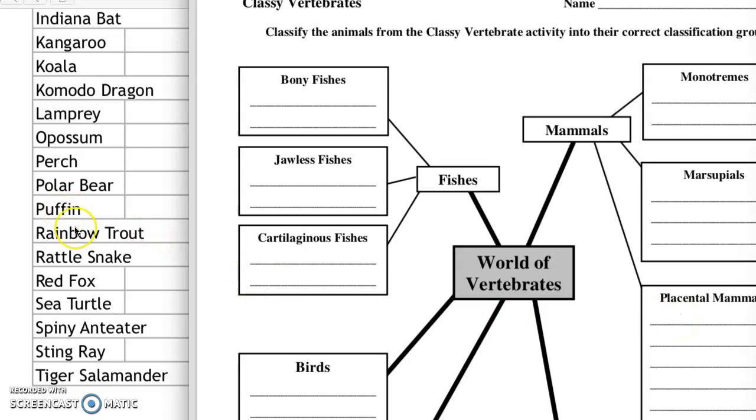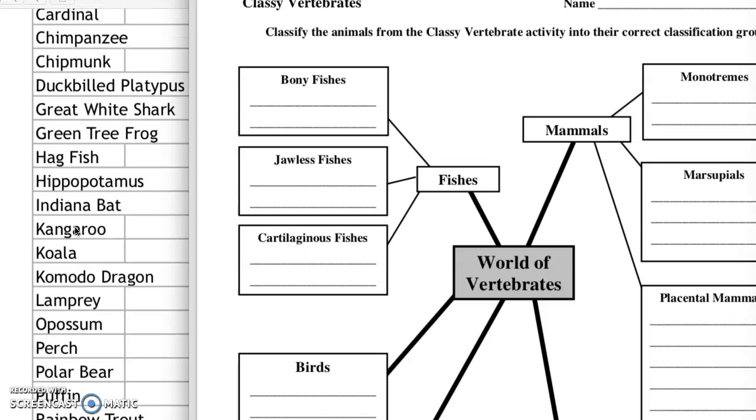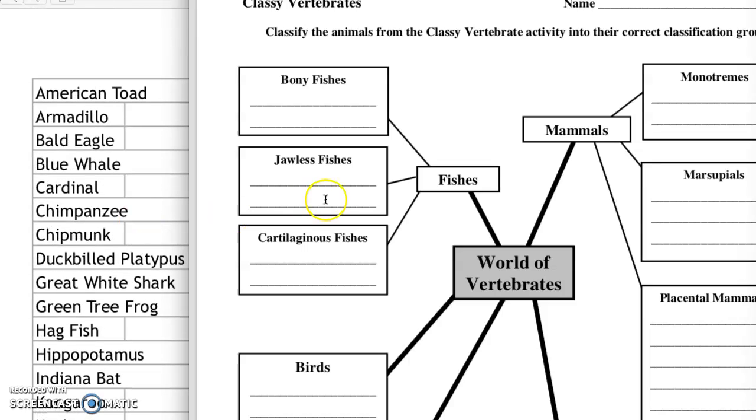Okay, so your job is to go through this list and place these guys on, write them in on these slots. I'm going to make a little video of me playing a little game with this with some cards. I'll show you in a little bit.